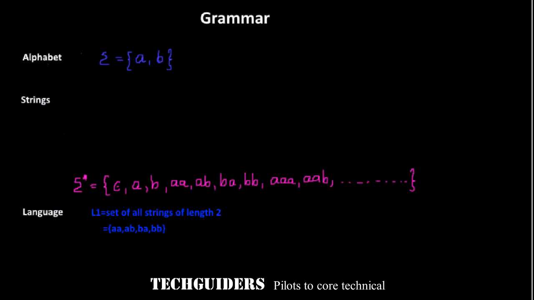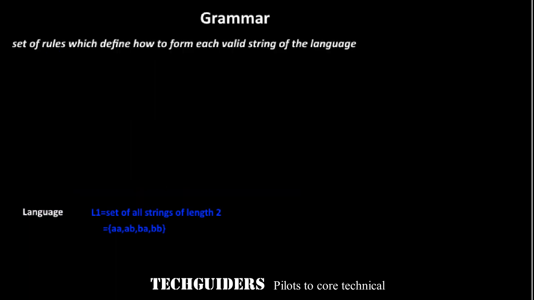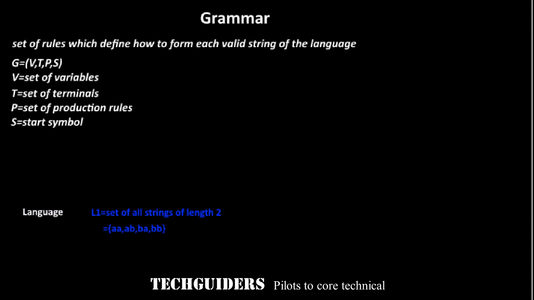Now, what is a grammar for the language? For every language, there will be a grammar which consists of a set of rules which define how to form each valid string of the language. So, by using the grammar rules, we should be able to generate each and every valid string of the language. A grammar is generally represented by a four-tuple G equals (V, T, P, S), where V is the set of variables, T is the set of terminals, P is the set of production rules, and S is the start symbol.